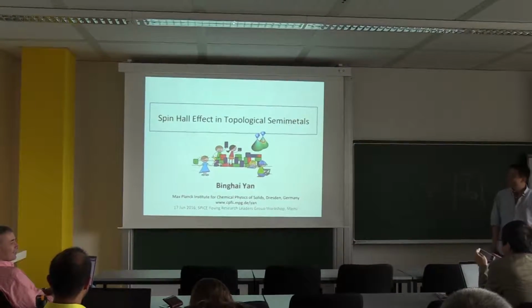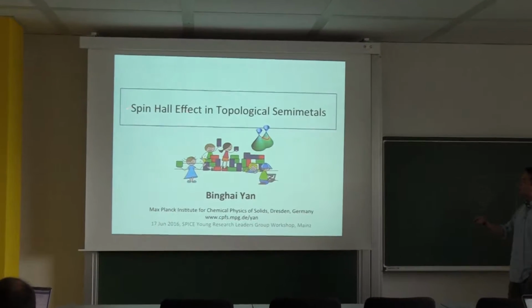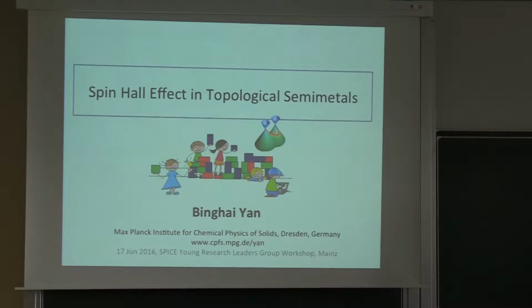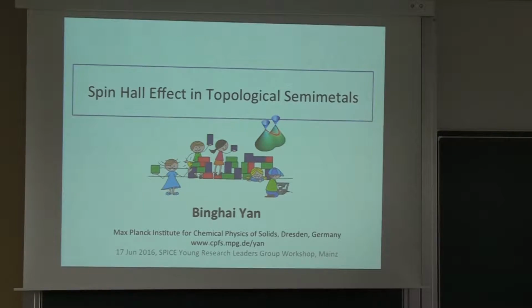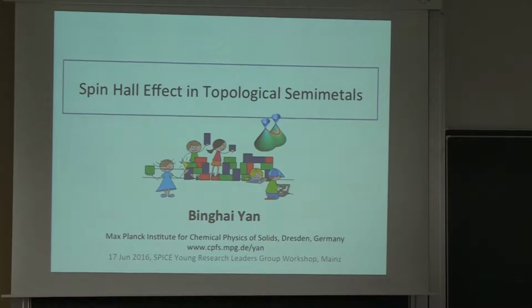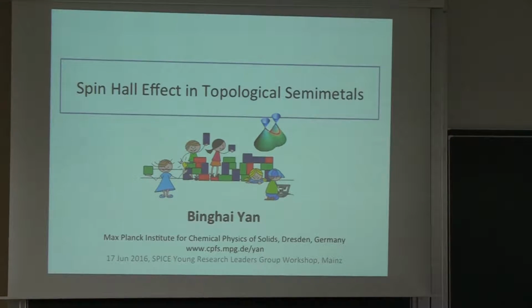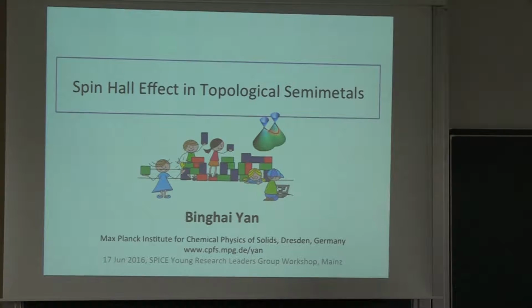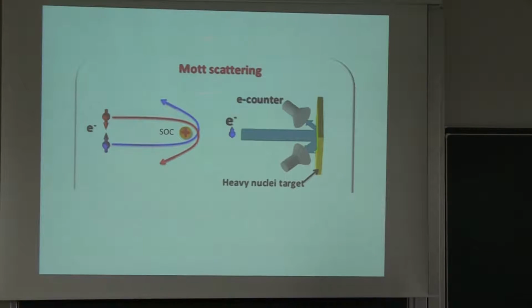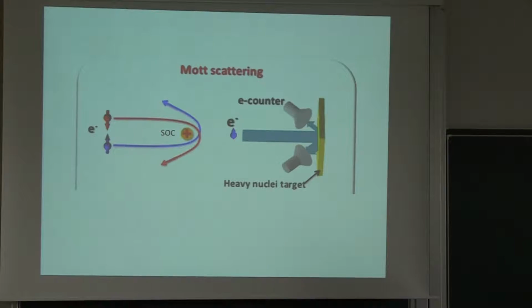And the title of my talk is the spin-Hall effect in topological semi-metal. I think all this week, we already learned what is topological insulator, topological semi-metal, and what is spin-Hall, and how it is used for a device. And here I just simply combine these two together and show you some simple results. Let's start from a simple observation we know about Mott scattering.